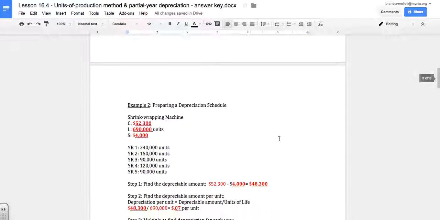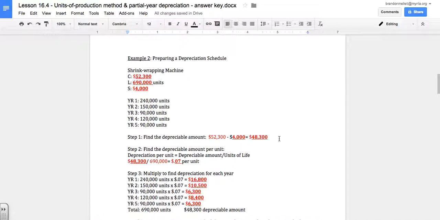Example 2. In this next one, we have a shrink wrapping machine. The cost is $52,300. The life of it is 690,000 units, and the salvage value is $4,000. What they're wanting to know is what would be the value or book value of this shrink wrapping machine after year 1 if we use this amount, year 2, year 3, year 4, year 5, and they want us to find these different parts.